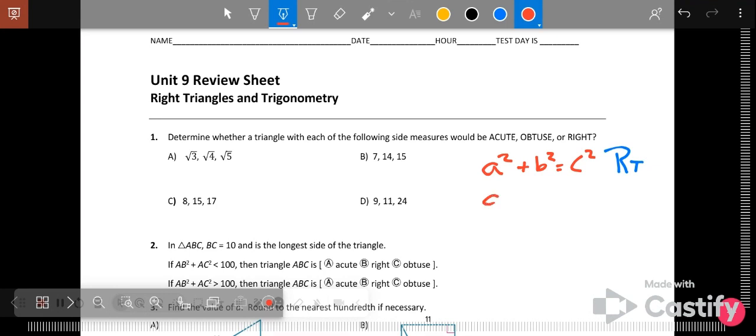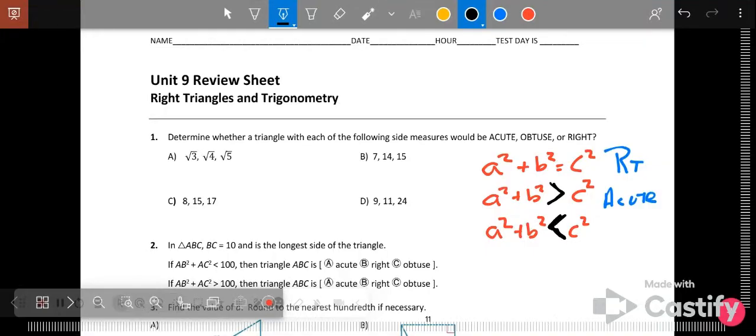If when you do it, the a squared side ends up being bigger, so we say this side here is greater than, if the a squared side is bigger, then it's an acute triangle. And if the c squared side is larger, so it would be greater than over there, the a squared side is less than, then we say it is obtuse. So for A, B, C, and D, you would just check that. And let's do a couple of these together just to check it out here.